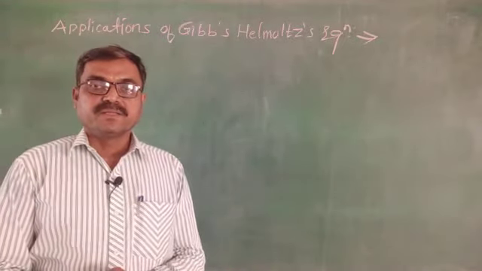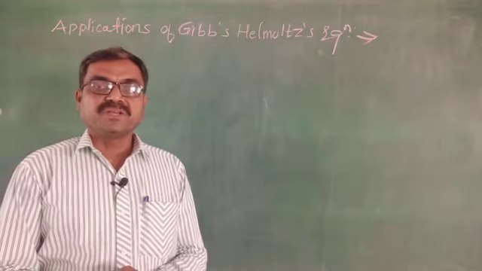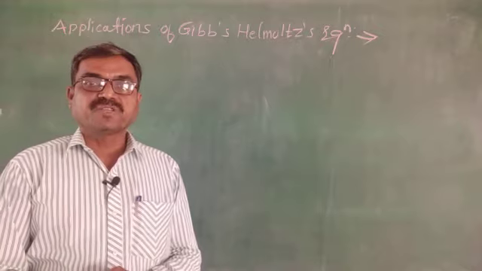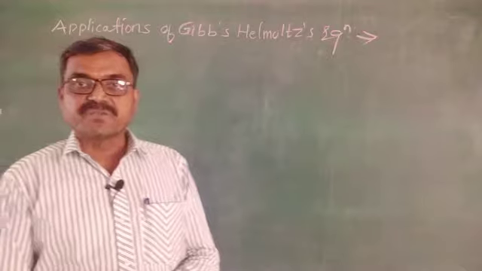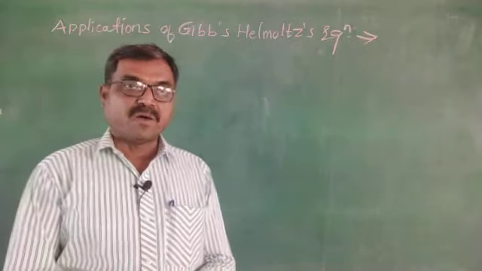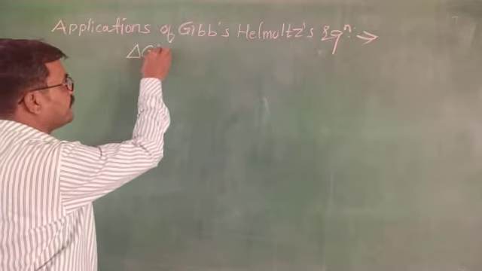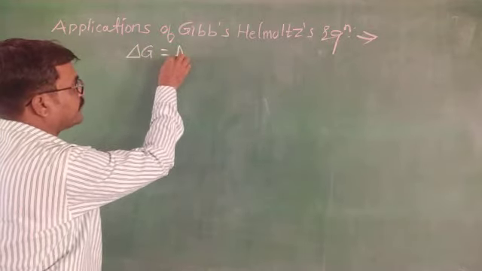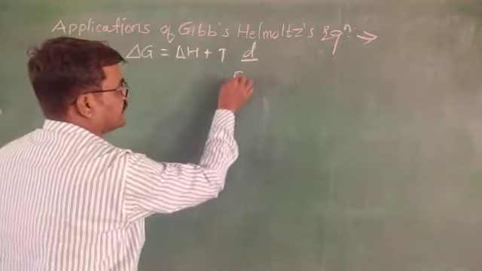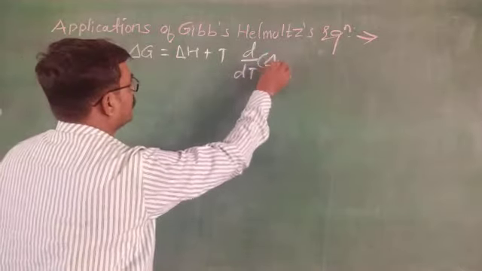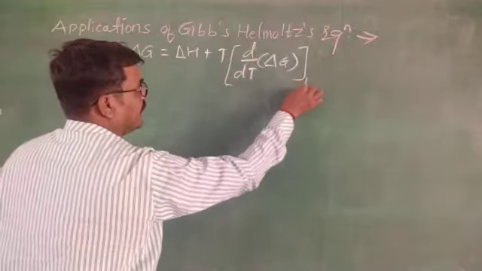Students, in this lecture we have to see applications of the Gibbs-Helmholtz equation. As you know, this Gibbs-Helmholtz equation explains the relationship between change in the Gibbs free energy and enthalpy of a system, and this Gibbs-Helmholtz equation is delta G equals delta H plus T into d/dT of delta G at constant pressure.